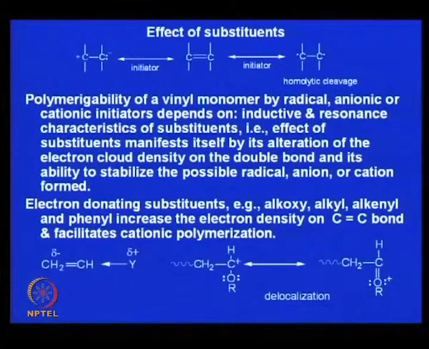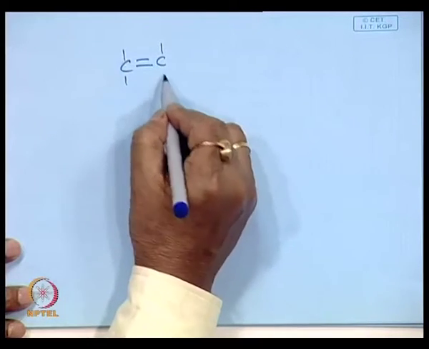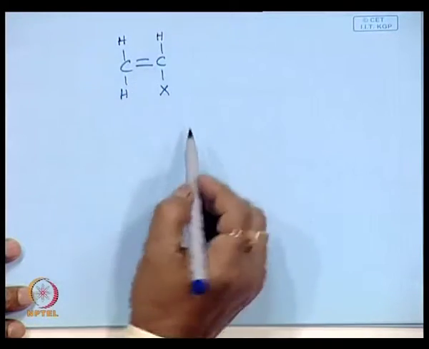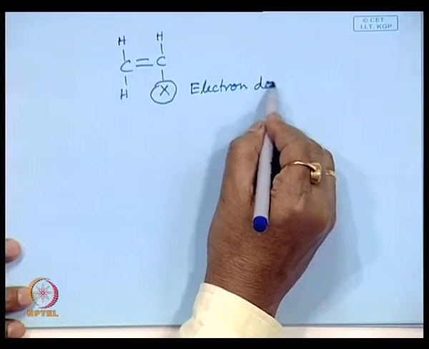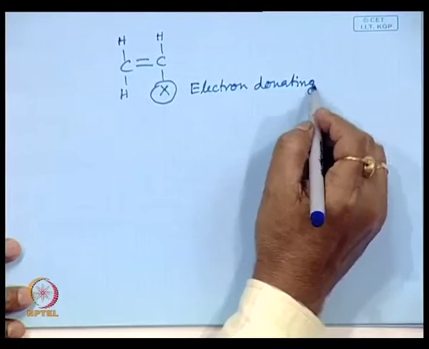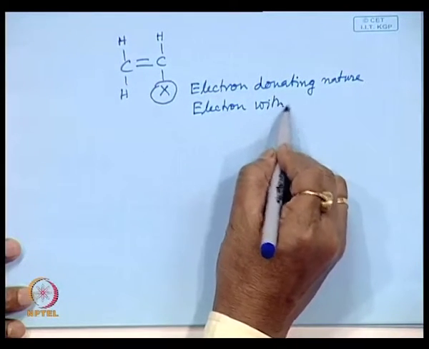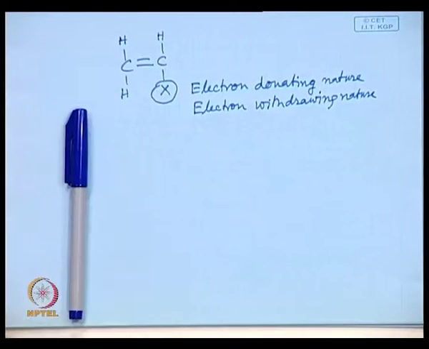I mean to say that this group may be of either type, and that makes the monomer differ in its polymerizability.